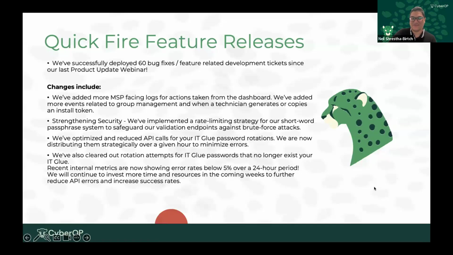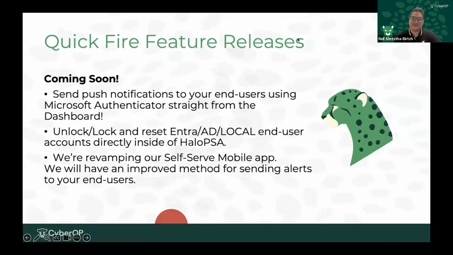The best number would be 0. So what we're going to be doing is we're going to continue to invest more time and resources in the coming week to further reduce the API errors and increase the success rate, which will also involve some heavier changes on our side as well.